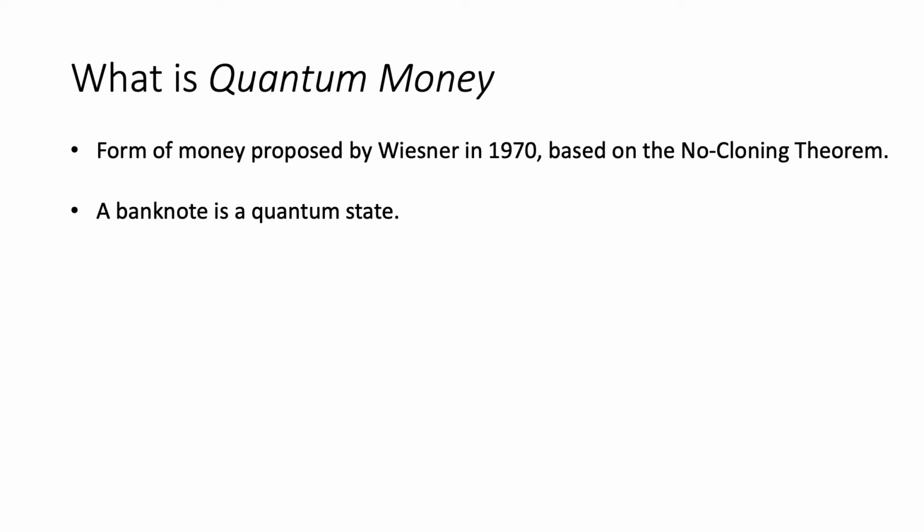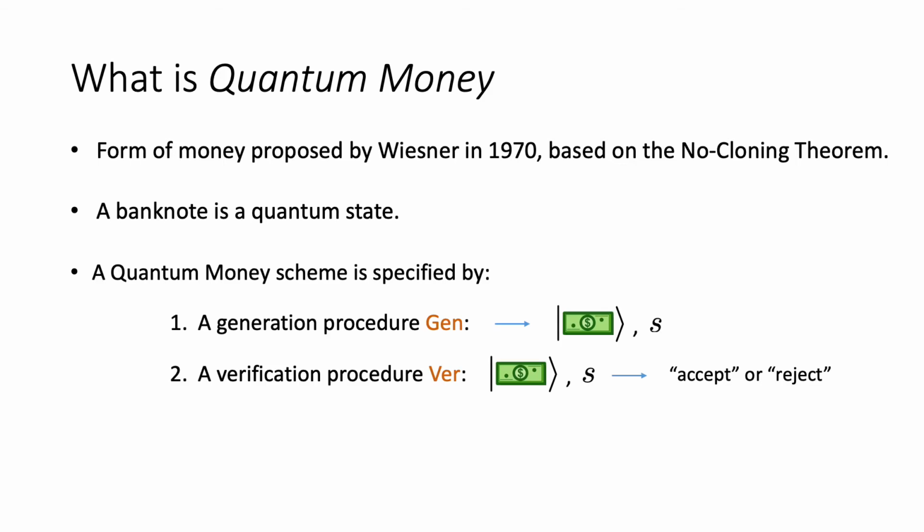And more precisely, a quantum money scheme is specified by a generation procedure, which we call Gen, which takes as input, say, a security parameter, and outputs a quantum state, which we will refer to as the quantum banknote, and a serial number S. The scheme is also specified by a verification procedure, call it Ver, which takes an alleged quantum banknote as input plus a serial number, and outputs either accept or reject.